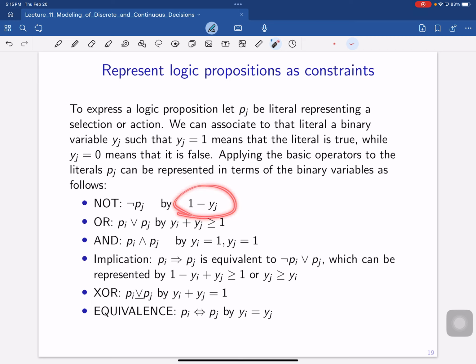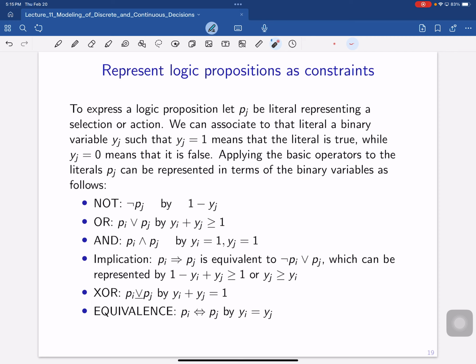Because when Pj is true, yj equals 1. When Pj is false, then essentially you have 1 minus yj here, right? What about when either Pj or Pi is true? Then you basically have yi plus yj greater than or equal to 1, right? And if you have AND, that means both Pi and Pj must be true. Then this is saying yi equals 1, yj equals 1, right?